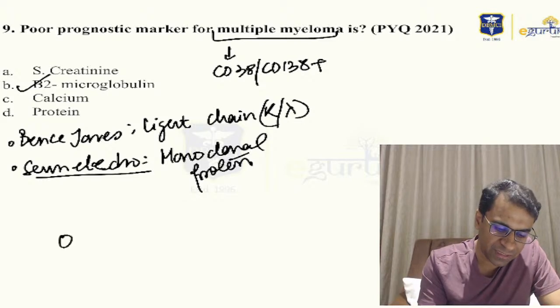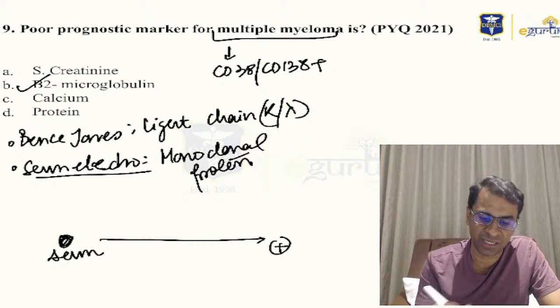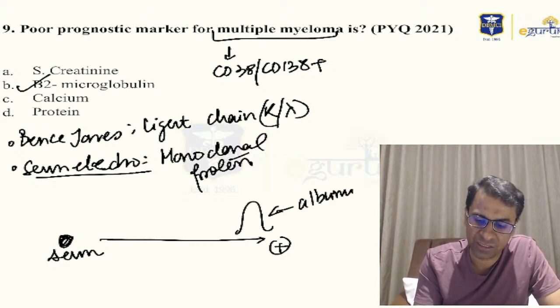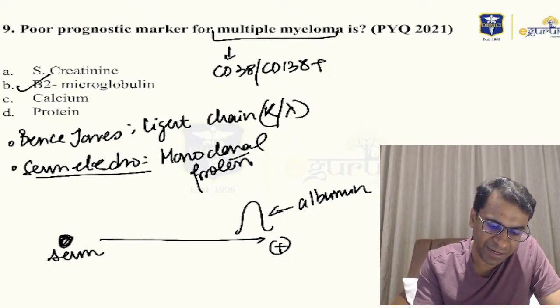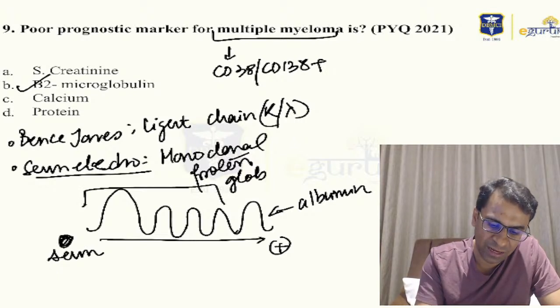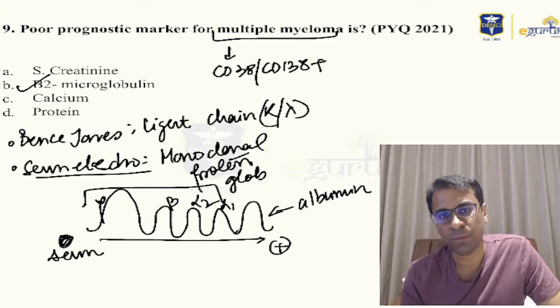Basically, if you take the serum of the patient and do electrophoresis with the positive charge here, the lightest protein is albumin. This was an image-based question asked in the last 2 years of NEET. Then comes the globulins: alpha 1, alpha 2, beta, and the gamma globulin. These all globulins will be there.